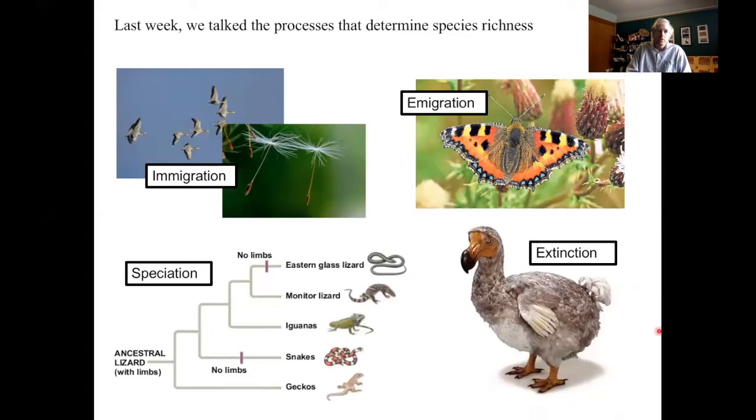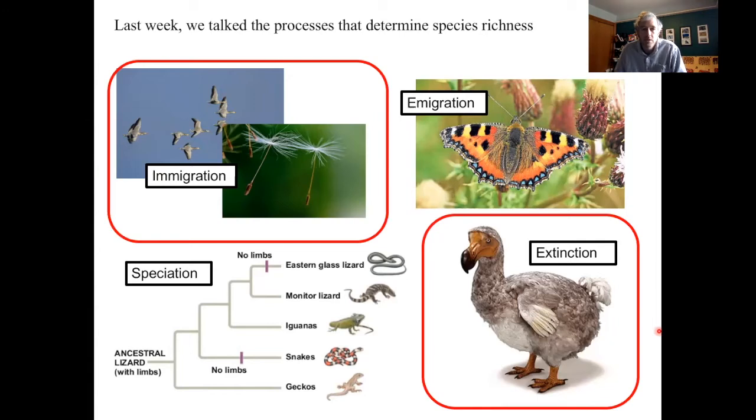So last week, we talked about the processes that determine species richness generally. And we talked about these four principles: immigration and emigration, speciation and extinction. And we talked about how these can affect species richness in evolutionary and ecological time. Two of them, immigration and speciation, increase species richness, and emigration and extinction reduce species richness. And today, a lot of what we're talking about is going to focus on these two. So we're looking at immigration and extinction.